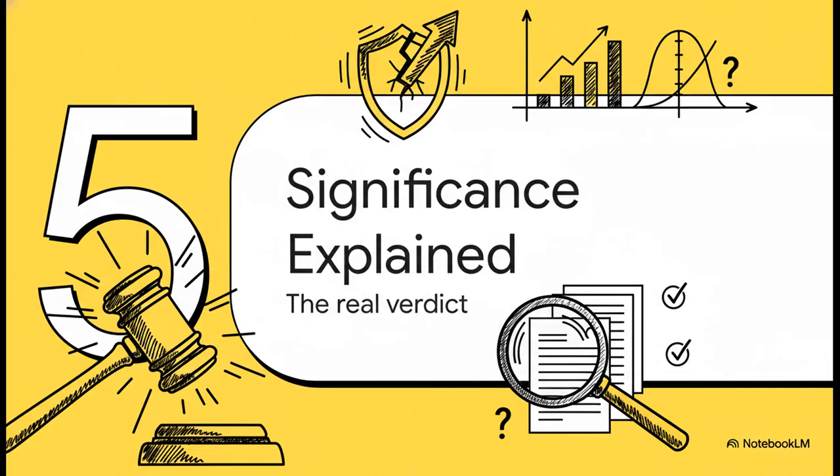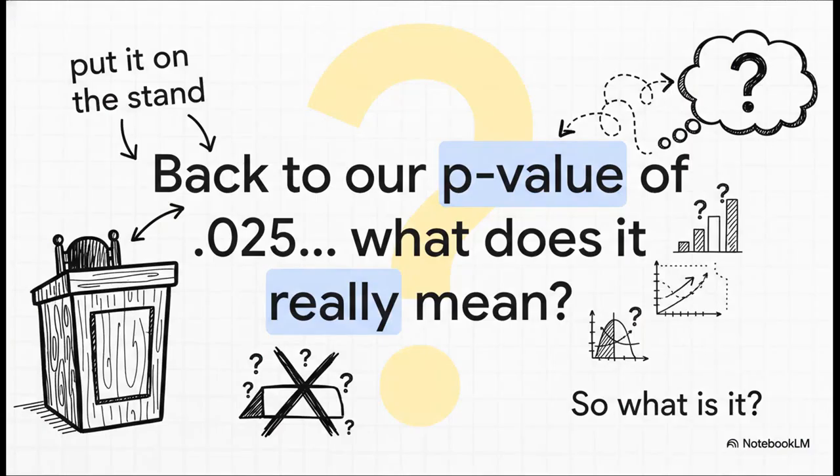All right, we've been through the entire scientific trial. We've set up the opposing claims, we've talked about the risk of getting it wrong, and we've learned how to build a powerful case. Now, finally, we can go back to that original question and understand what statistical significance really is. Okay, let's bring it back. That p-value of 0.025. We know what it's not. It's not the chance that the researchers are wrong. So what on earth is it?